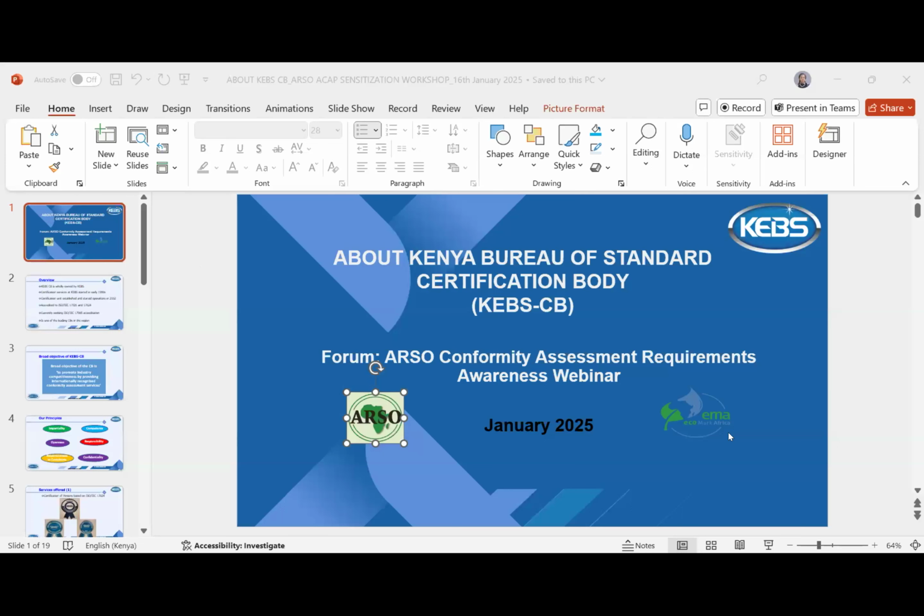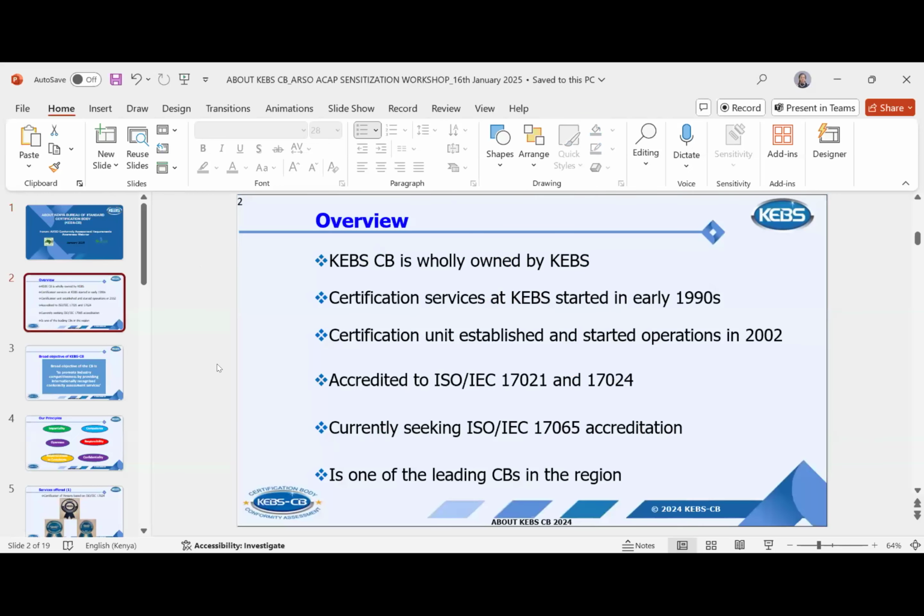So Kenya Bureau of Standards is one of the certification bodies, owned by Kenya Bureau of Standards. It started its operations in the early 90s, but the certification unit, which eventually became the certification body, started its operations in 2002. We are accredited to offer various certifications, that is to 17021, and we are also accredited to 17024, which is a personnel certification scheme. So we qualify our personnel, that is auditors, through a process where we manage their competence. And we are currently in the last phases of getting accreditation to 17065, which is where the ECOMAC or ACAP is anchored.